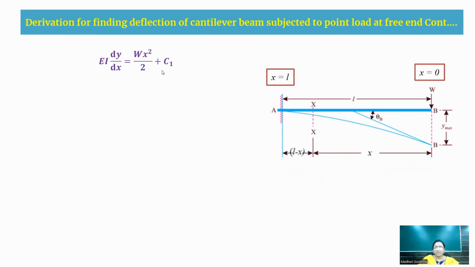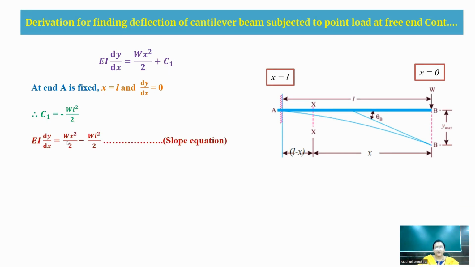After getting that equation, we are going to find this constant C1. To find the constant C1, we are going to use the boundary conditions. The boundary condition is at x equal to L, we have slope equal to 0, that is dy by dx equal to 0, since the support is a fixed support. By substituting the above, I got C1 as minus W L square by 2. We substitute this C1 in the above equation. Therefore we get the equation EI dy by dx equal to Wx square by 2 minus W L square by 2. So this is the slope equation.